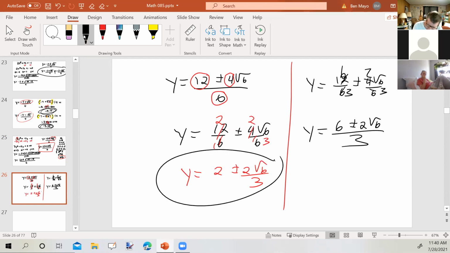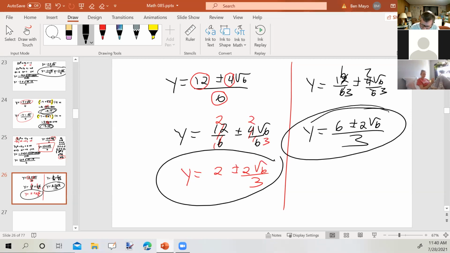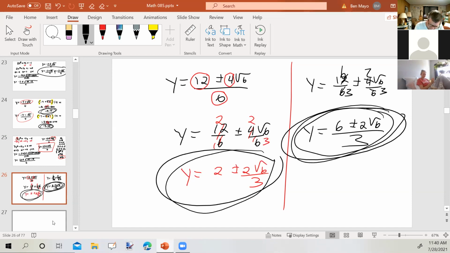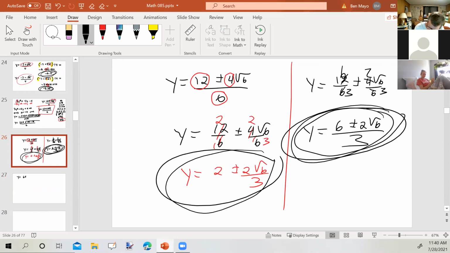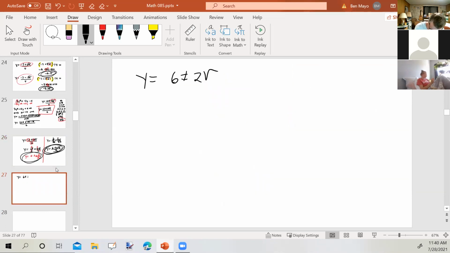Now, is either of those answers better than the other? No. And my guess is that WebAssign will accept both of them, okay? But what mathematicians tend to do is they like to have it as a single fraction, all right? But again, this answer is also correct, okay? I'm going to go with this one, and I'm going to go on to the next page. y equals 6 plus or minus 2 square roots of 6 all over 3.